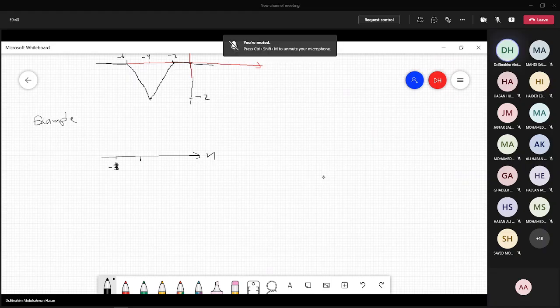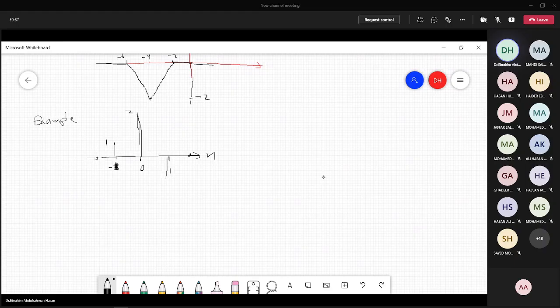-1, 0 and 1. Okay, and the scale is zero. So here we have 1. This is 2. And here, let me say that we have -1.